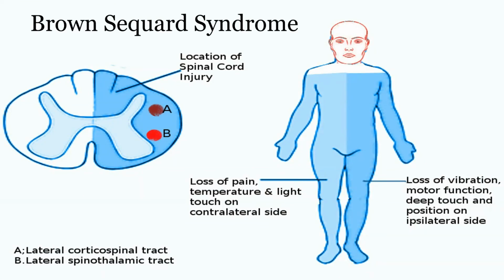Brown-Séquard syndrome is a rare neurological condition characterized by a lesion in the spinal cord which results in weakness or paralysis or hemiplegia on one side of the body and a loss of sensation or hemianesthesia on the opposite side. Remember what I said about the nerves crossing, and this is why we get these contralateral symptoms.